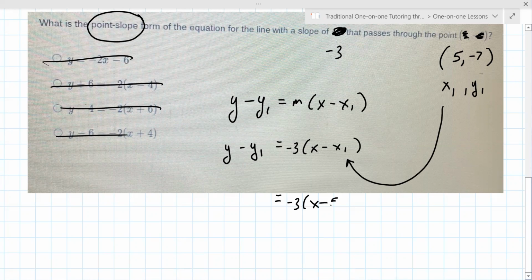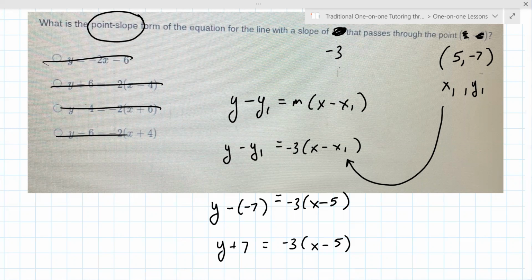-3, x minus 5. Now on the left, it's y minus -7. And I would write it in parentheses. I would recommend you do the same. You have to simplify signs on the left here. So this becomes y plus 7 equals -3, x minus 5. So literally all we're doing is substituting in 1, 2, 3 numbers into this problem.